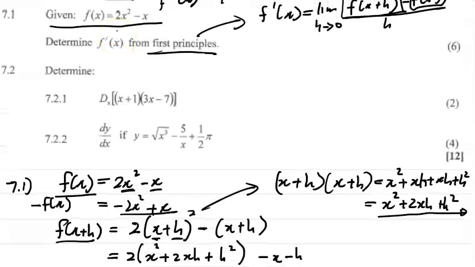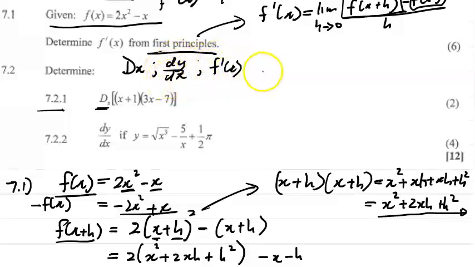In this next example, we're going to be looking at the following. 7.2.1 says determine d subscript x. So the notations for finding the derivative using the rule will be d subscript x, dy dx, or f prime x.